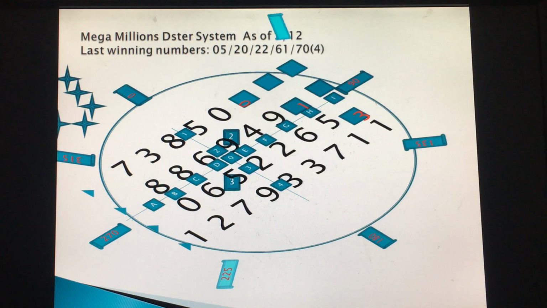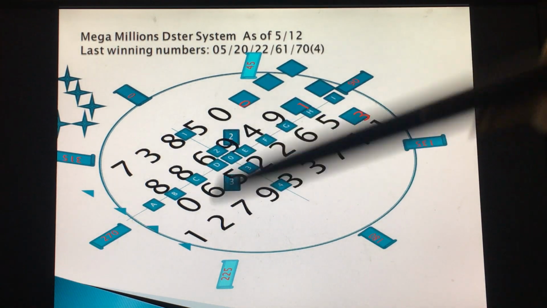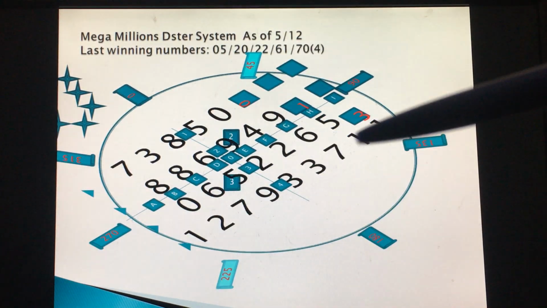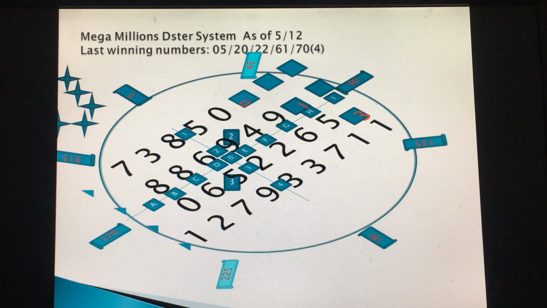Now, if you look at the winning combination 5, this will be used for next Tuesday's drawing. Let's see where 5 stands if we're to use this Dster for the last drawing. So this Dster is used for next Tuesday's drawing. The old Dster cannot be used. See where 5 stands. 5 stands in quadrant 2. And 20 can be seen in quadrant 3, right over here, my bad, and 22 is in quadrant 4. 61 is in quadrant 4 also, and 70 in quadrant 3.